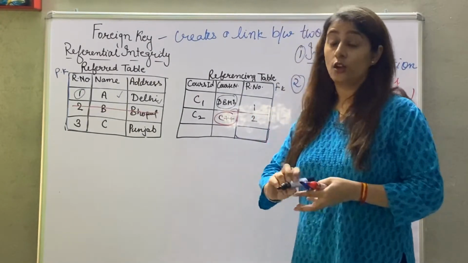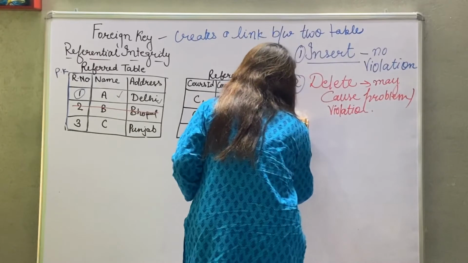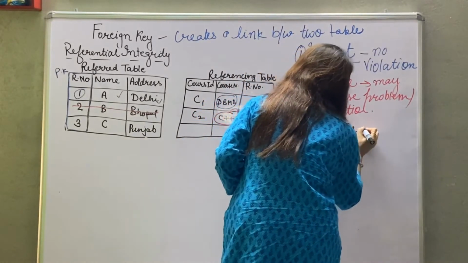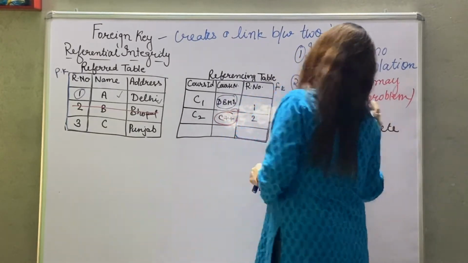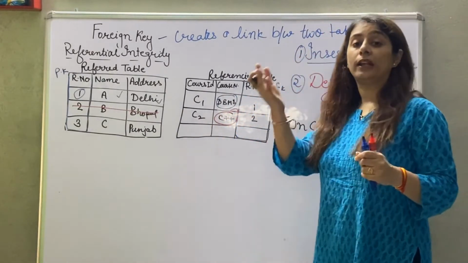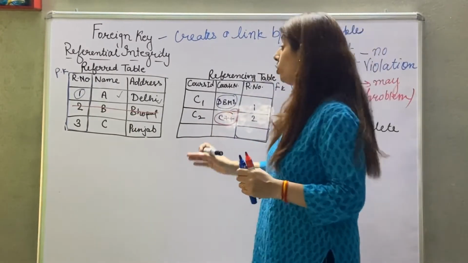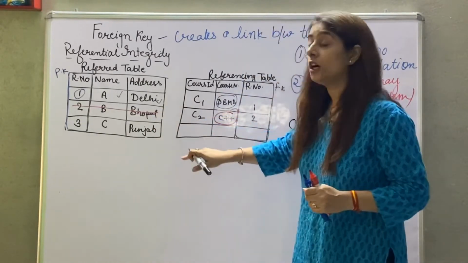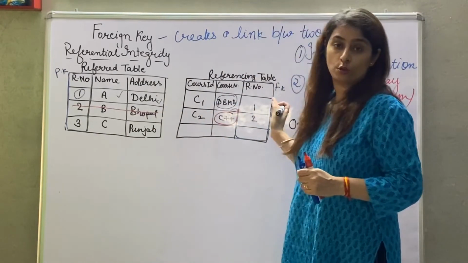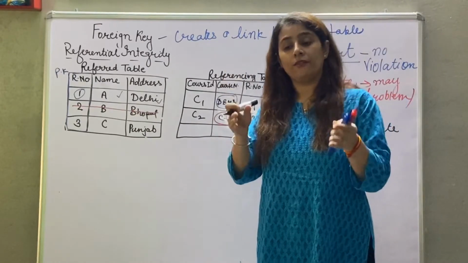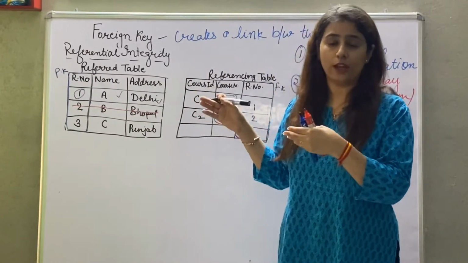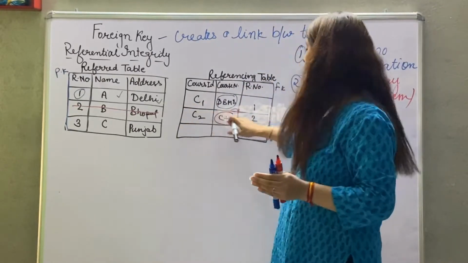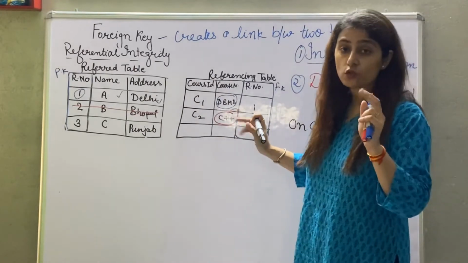Now one solution is on delete cascade. What does this mean? This means automatically delete the data. If you are deleting this roll number 2 entry from here, then it will delete the roll number 2 entry from other tables also, wherever it belongs. If it belongs to this table, it will delete automatically from here also. Clear? This is one solution.